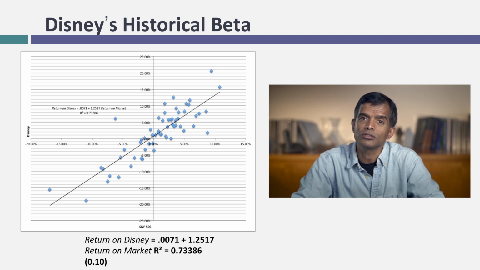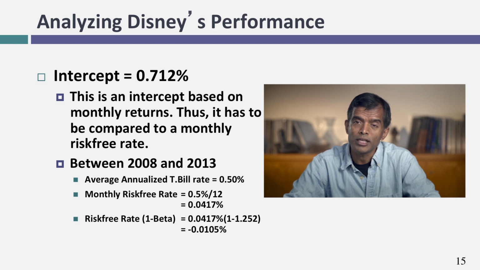Let's see if we can make sense of it. Let's start by looking at Disney's performance over the 5 years of the regression. The question we're trying to answer is, was Disney a good investment during that 5-year period? Notice, it's not going to answer the question, will Disney be a good investment? It's entirely a postmortem. During these 5 years, based on the regression, the intercept was 0.71%, right? But to make a judgment, you've got to compare to the risk-free rate times 1 minus beta over the same period. Here's a measurement issue you've got to deal with.